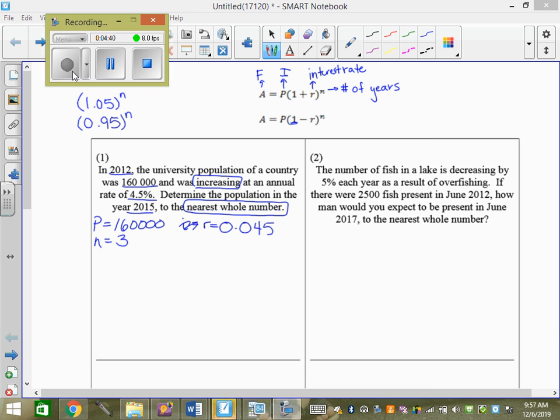Okay, what did they not give us? The final, the A. So we have A equals 160,000, bracket 1, now we have to decide, are we adding or are we subtracting? You're adding because it's increasing, by 0.045. And our n is 3. Now, I get people trying to do crazy math. This is just literally math. Just type it in and get an answer. Okay? Your answer should be greater than what? 160,000 because it's increasing.